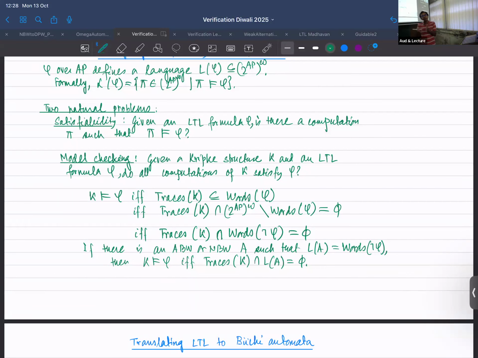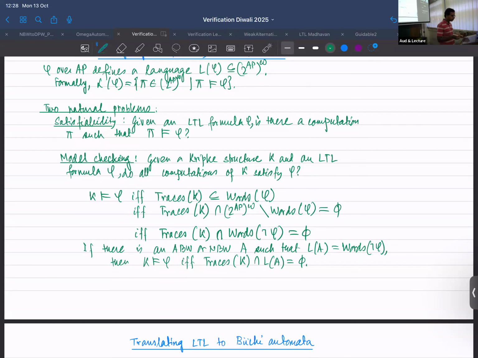So what you'd like to say is that, given this model, does every execution or every computation of the model satisfy the given property of interest, or does there exist any execution which violates the property? That is undesirable. If the model is correct, it should not have any execution which violates the property. In the model checking problem, the model is given in the form of a Kripke structure.